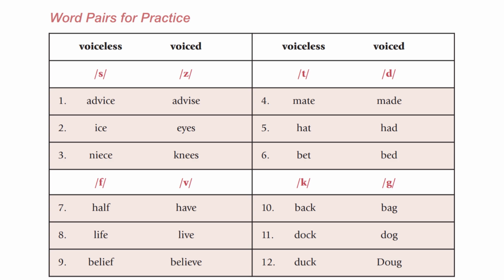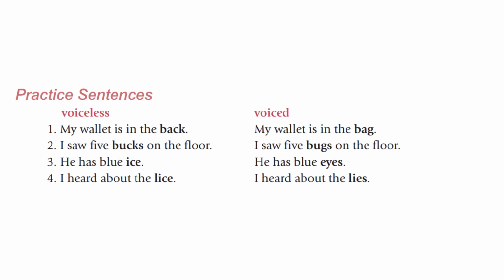Sentence pairs for practice for voiceless and voiced consonants. You will hear two sentences. The first sentence has a word with the voiceless consonant, and the second sentence has a word with the voiced consonant. My wallet is in the back. My wallet is in the bag. I saw $5 on the floor. I saw 5 bugs on the floor.